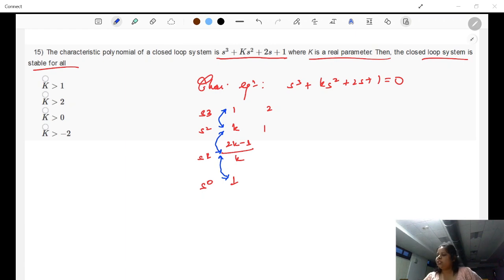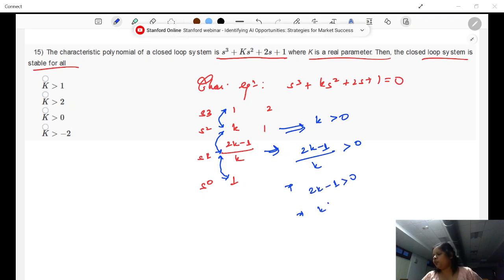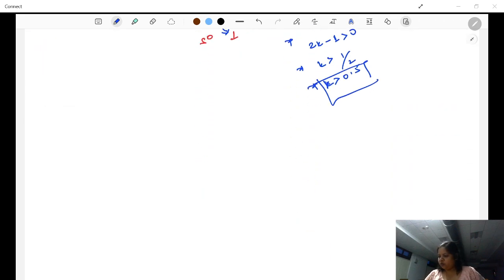For all no sign changes, you essentially want, from here, k should be greater than 0. From here, 2k minus 1 upon k should be greater than 0. That means 2k minus 1 should be greater than 0. That means k should be greater than 1 by 2. k should be greater than 0.5, right? So this is the way you would solve this question.